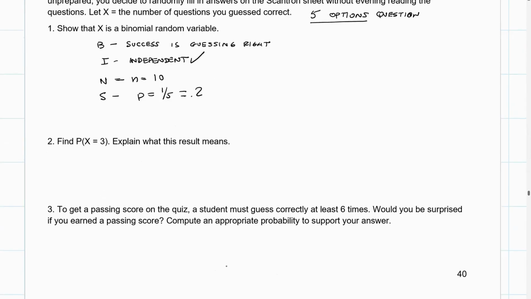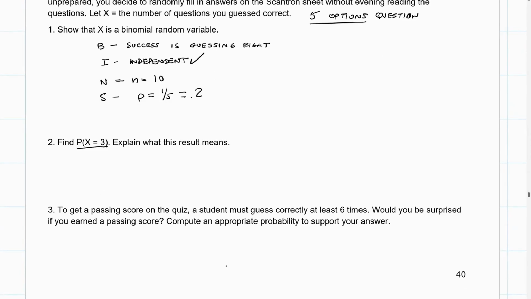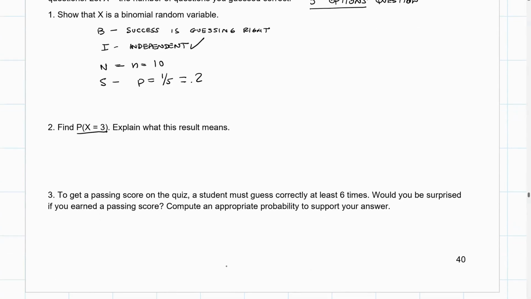So what's the probability that X is equal to 3, and what does that mean? Well, the probability that X is equal to 3 is 10 choose 3 times 0.2 to the third power times 0.8 to the seventh power.